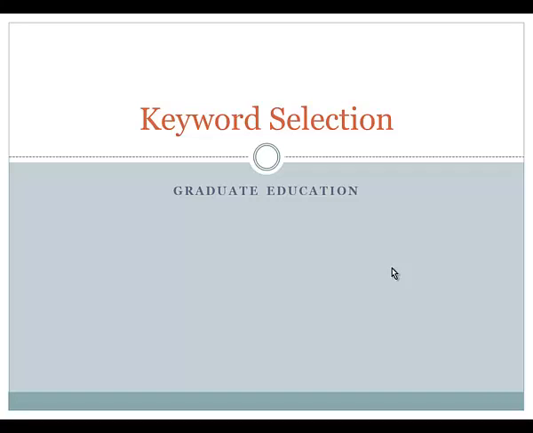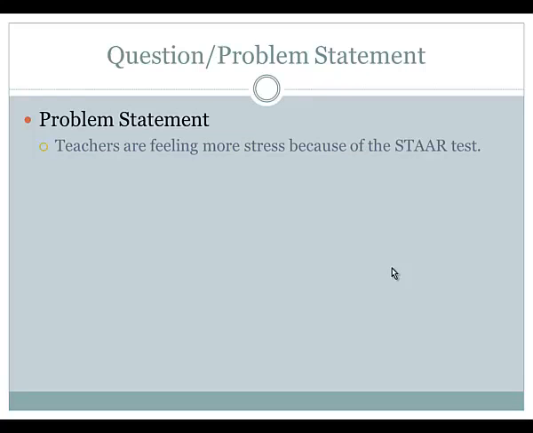Research typically begins with a research question. It can be a problem statement, it can be a hypothesis you'd like to test, it can be a specific question. So if I started with a problem statement, teachers are feeling more stress because of the STAR test. Presumably I'm going to do studies about this, and I'm interested in different aspects of this problem statement. So I would probably begin with the step of breaking this down into a bunch of different packets.